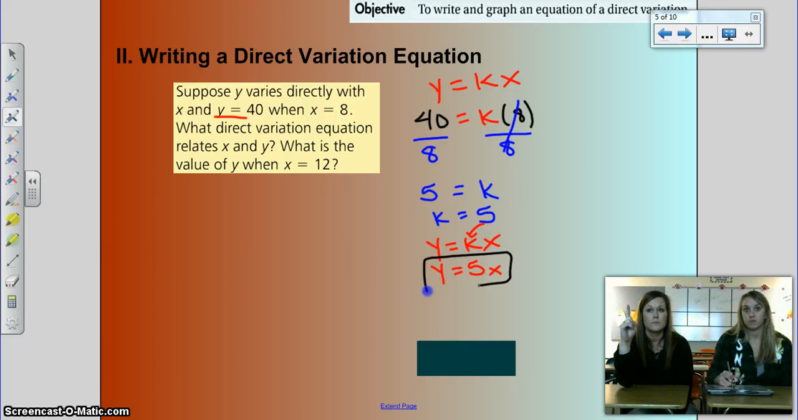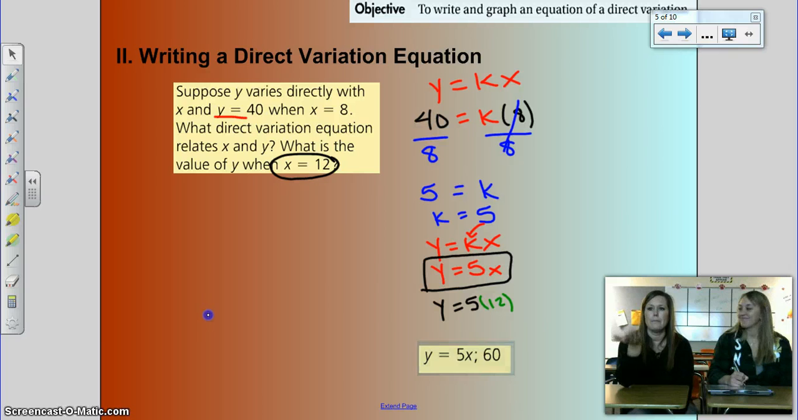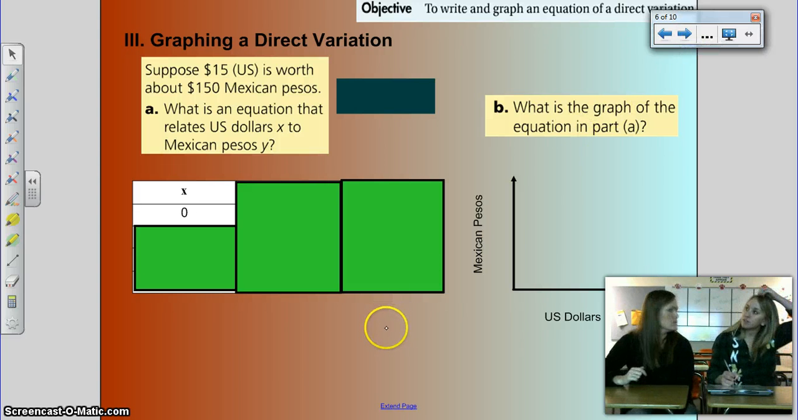The second part is, now, what is the value of y when x is 12? So I'm going to plug in y equals 5 times 12, and 5 times 12 is 60. So there's your two answers. As long as you're showing your work, you should be able to get this. This is super simple.